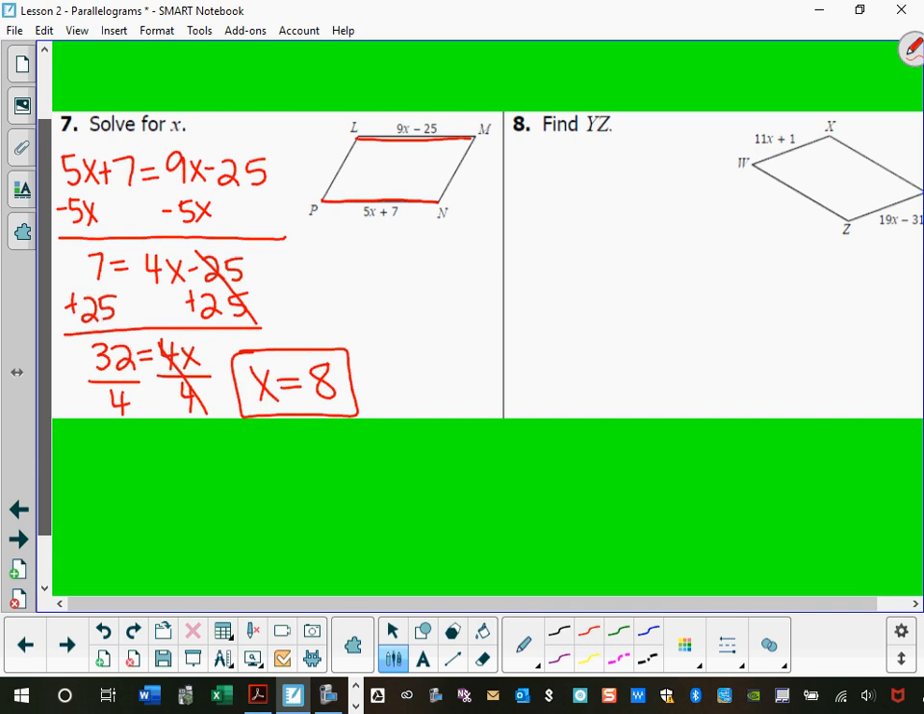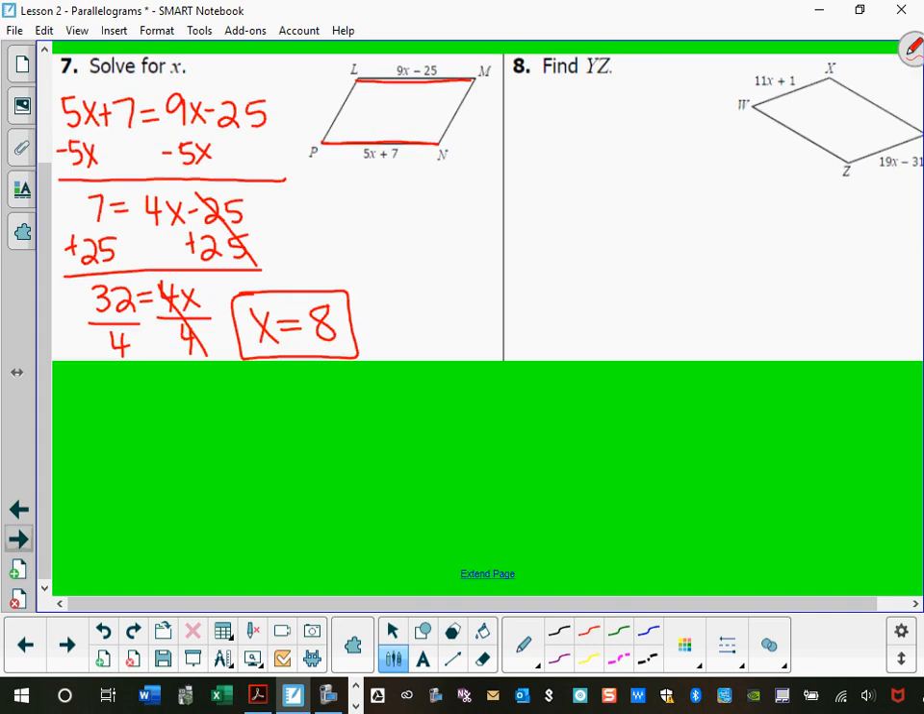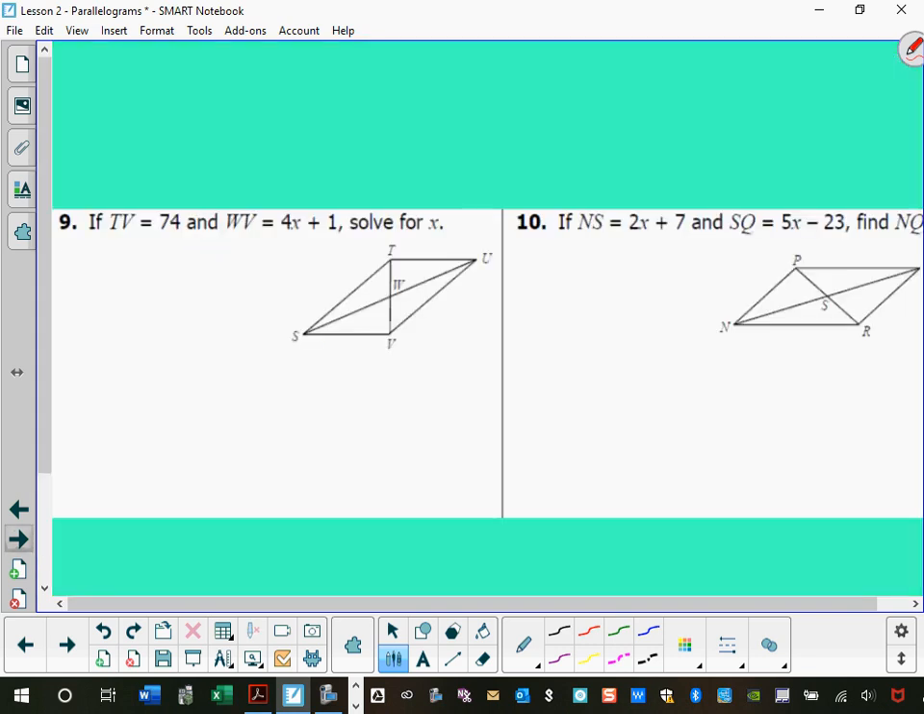All right, so I want you guys to work on the rest of this page, besides number 14. So you're doing 8, 9, 10, 11, 12, 13. When you get to number 9, we're going to go over all this. It says that TV is 74. So if this whole side is 74, how would I find out each individual piece? Yeah, divided by 2.